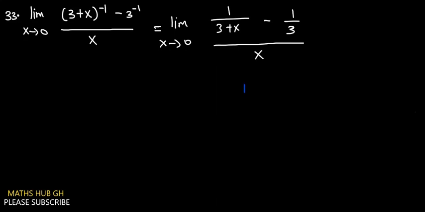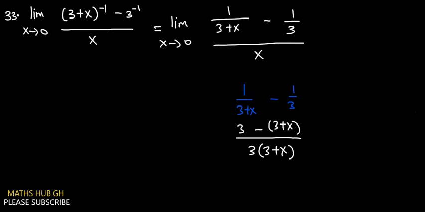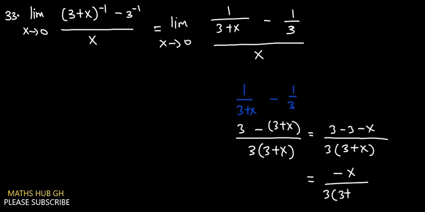For the numerator you have 1/(3 + x) − 1/3. So our common denominator is going to be 3 multiplying (3 + x). At the end you're just going to have 3 − (3 + x) on top, and simplifying this you're going to have 3 − 3 − x divided by 3(3 + x). So at the end you're just going to have −x over 3 multiplying (3 + x). That will be for the numerator.